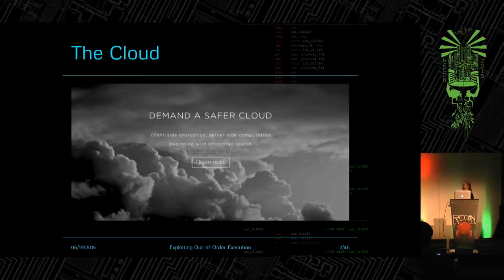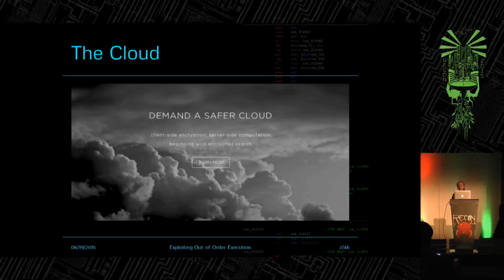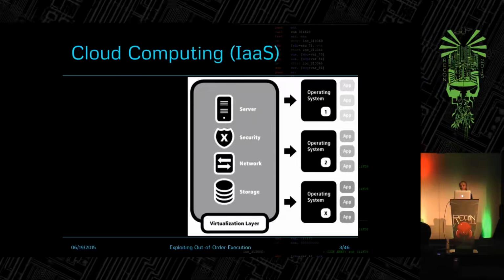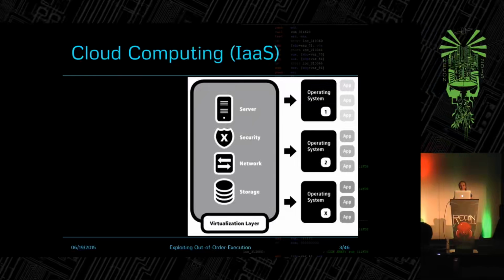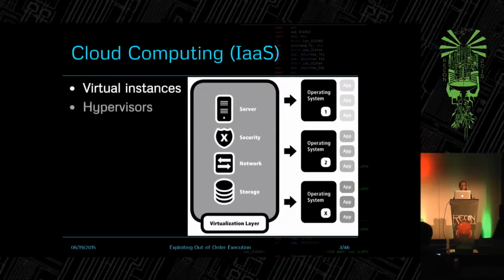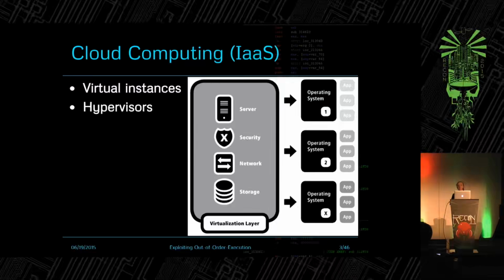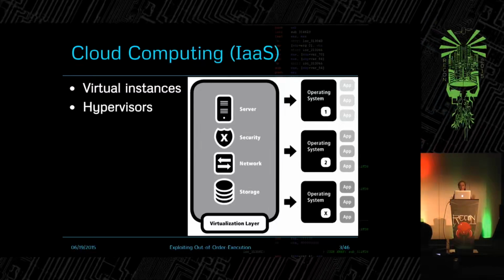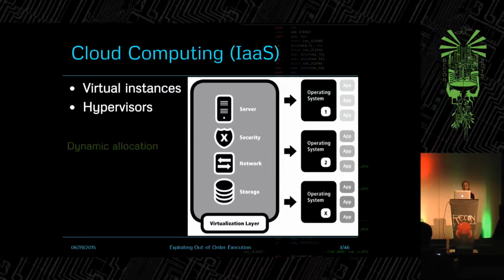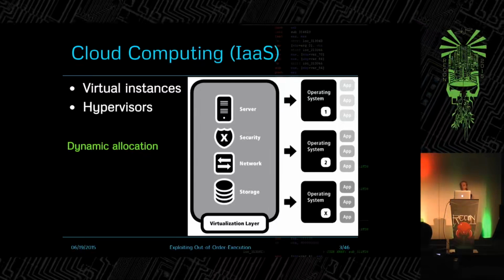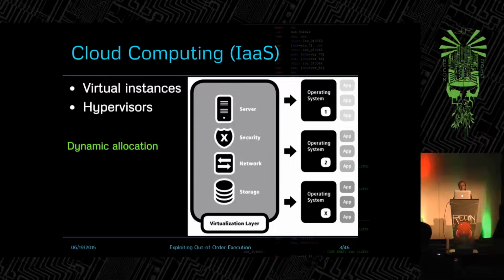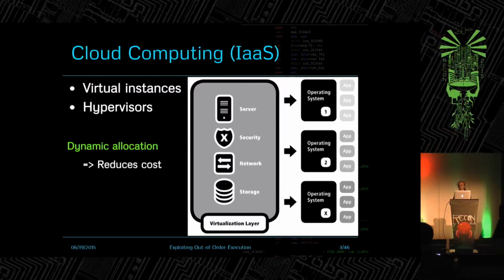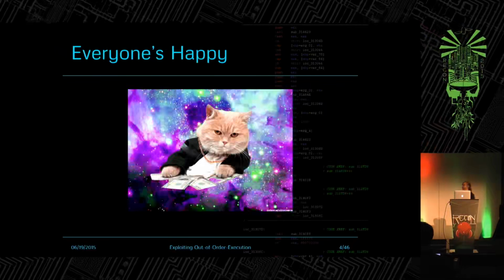So it all begins with the cloud, and everyone here is probably pretty familiar with how the cloud's structured. Just to go over some of the basics, you have a bunch of virtual instances or virtual machines, all resting on shared hardware, and that shared hardware, those shared resources, are allocated by the hypervisor up to the different operating systems. And that dynamic allocation happens through time, so it's always changing, which reduces costs for everyone. And that means that everyone's happy.